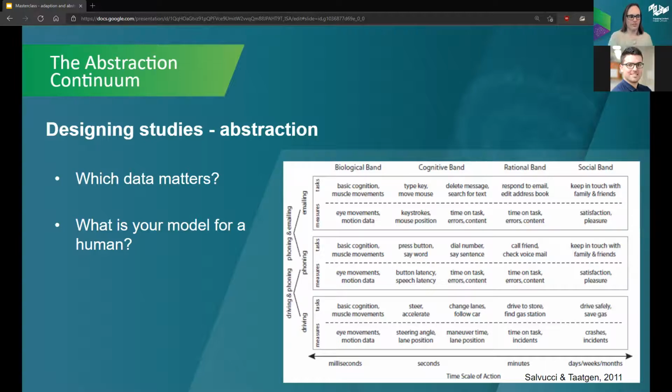So let's look at our four bands, our four time scales of action. We can think back to our study about phone calls and give an example at each of these levels. At the smallest time scale of action, this is called the biological band by Salvucci and Totkin. This is the idea of modeling humans as biological beings, not even thinking about decision making, just thinking about stimulus and response essentially.